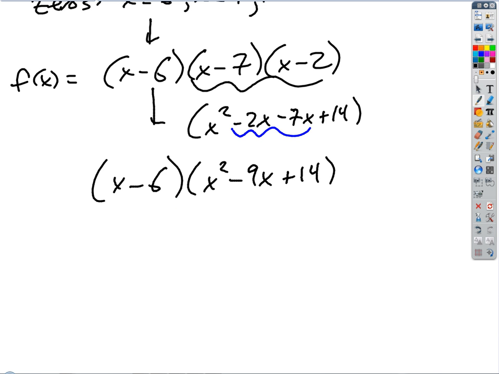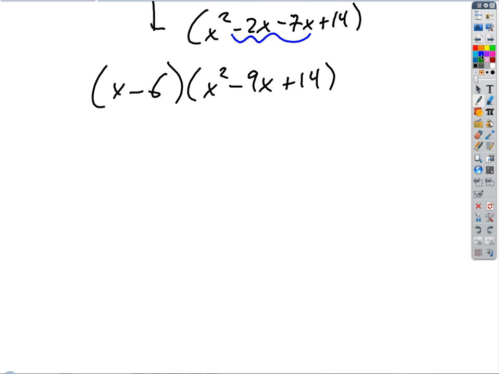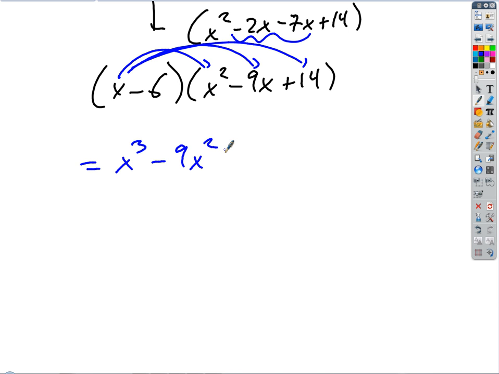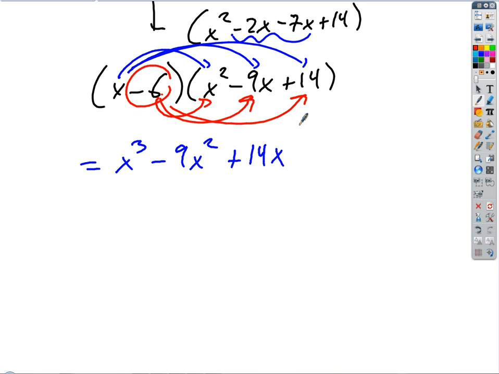Okay. And so if I distribute the x all the way through, I'm going to get x cubed minus 9x squared plus 14x. I want to make sure I keep a column for each power of x. Minus 6x squared, I distribute the negative 6. Then I'm going to get my minus 6x squared, so it goes in that column, plus 54x, good. And then minus 84.